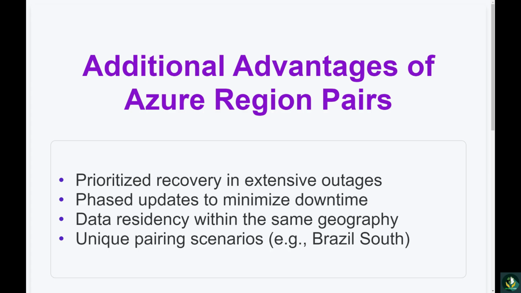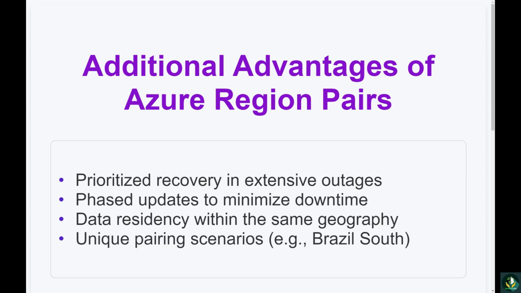Phased updates. Azure's update process is designed with region pairs in mind. Planned system updates are rolled out to paired regions sequentially, not simultaneously. This staged approach minimizes downtime and reduces the risk of application-wide outages that could result from unforeseen issues in an update. By updating one region at a time, Azure ensures that at least one region in the pair is always available.